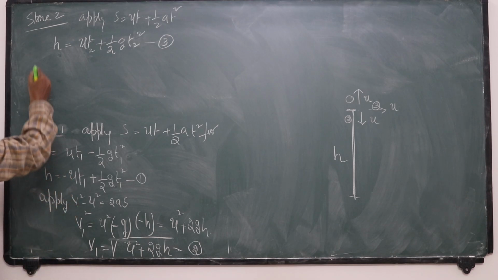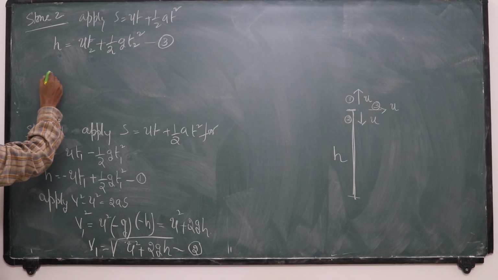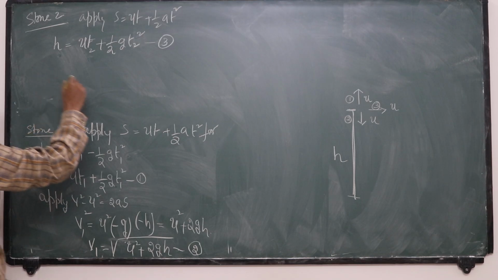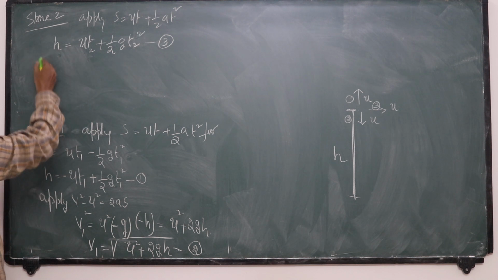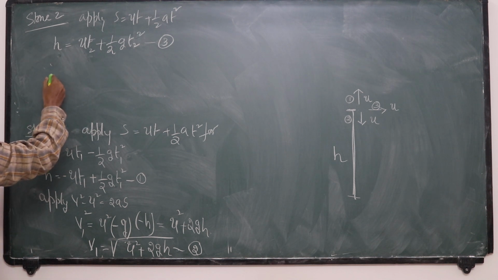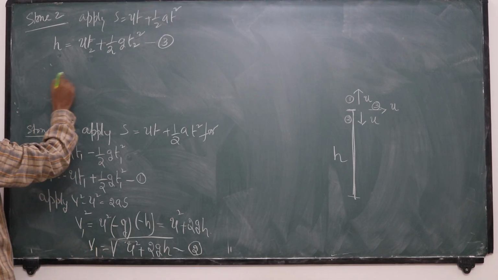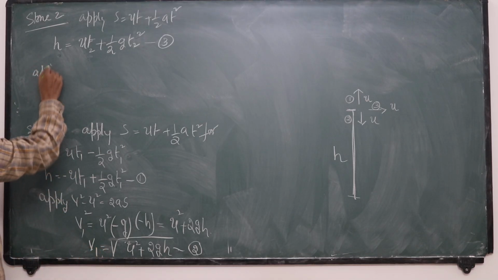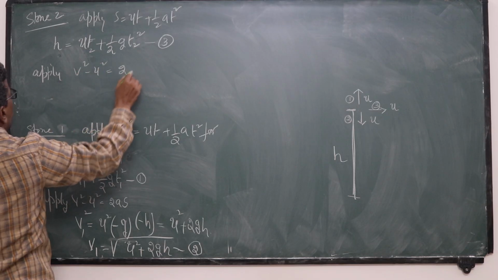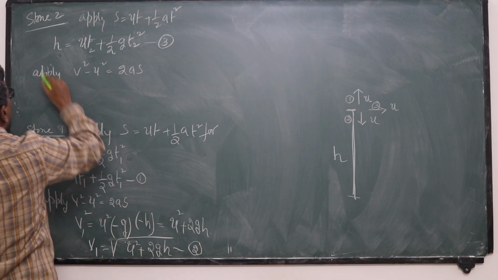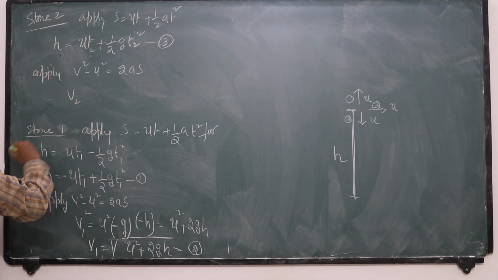So you find the roots, you will get t2. Then you find the velocity. We apply v square minus u square is equal to 2as for stone 2. V square is the velocity with which it hits the ground.